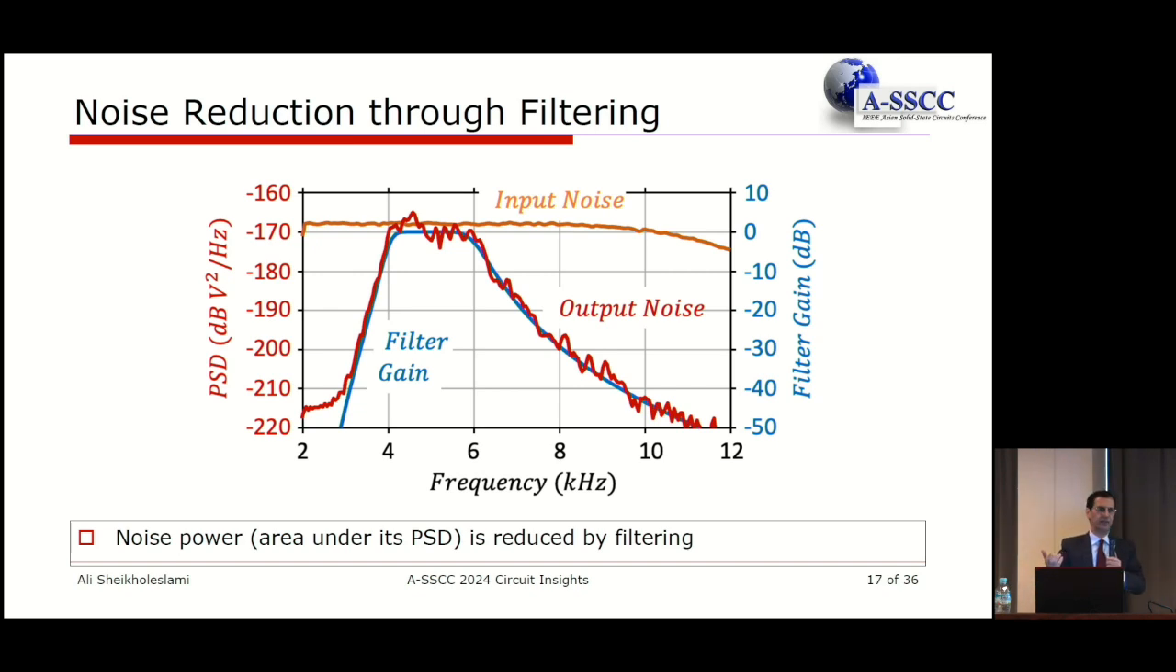Okay, so with that, now we're going to see how we can reduce noise, given that we have noise coming from transistors and resistors. And the idea is very simple. We said that noise has a power spectral density. So if you just decide to filter it, put a filter in front of it, you're going to have less noise going through the system.